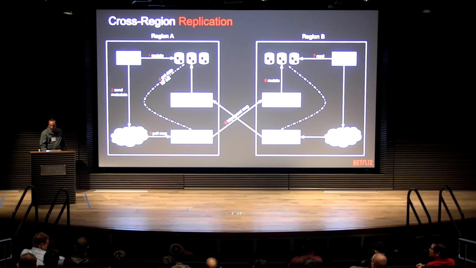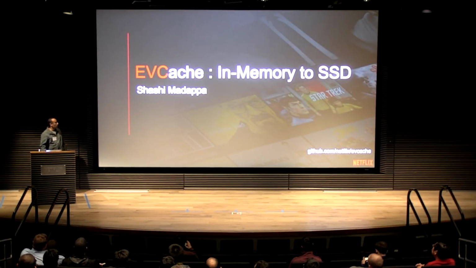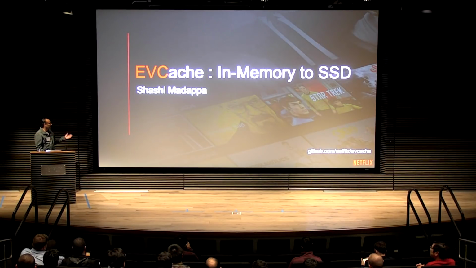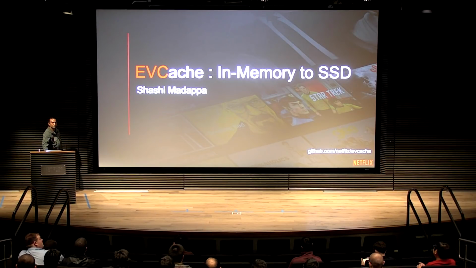Thank you, Sridhar. Today I'm going to talk about EVCache, the evolution of EVCache from being an in-memory data store to a data store which uses both in-memory as well as SSD. EVCache, as you know, is a distributed key-value store that uses memcached to store its data.